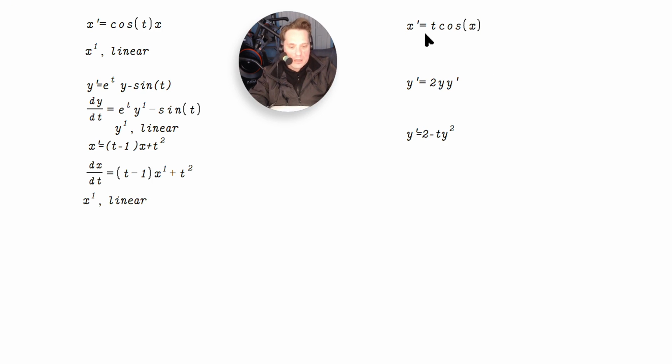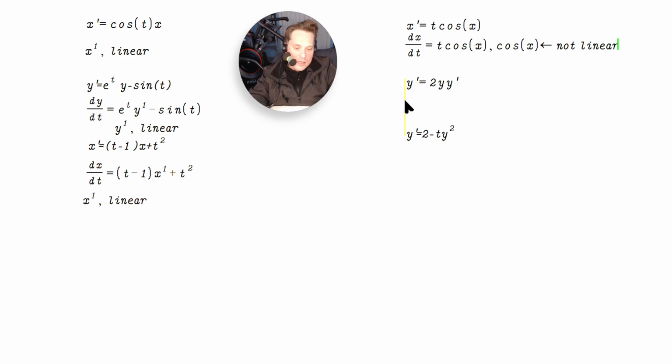You have t cosine x. So let's stress, this is equivalent to writing dx/dt equals t cosine x. Here we have cosine x. In other words, x is your function, and then cosine has to operate on it. For that reason, because of the presence of this right there, you would say it's not linear, because you're taking the cosine of the function.